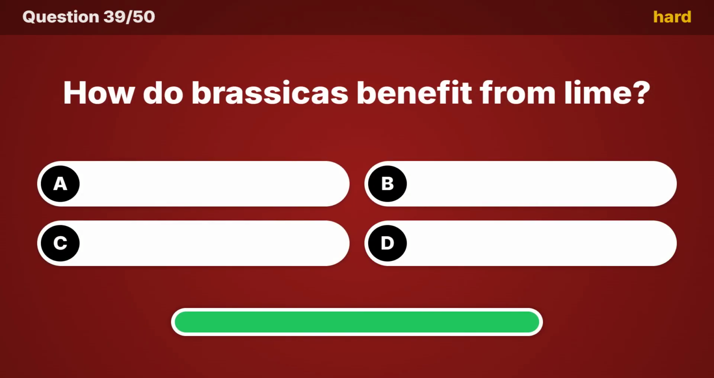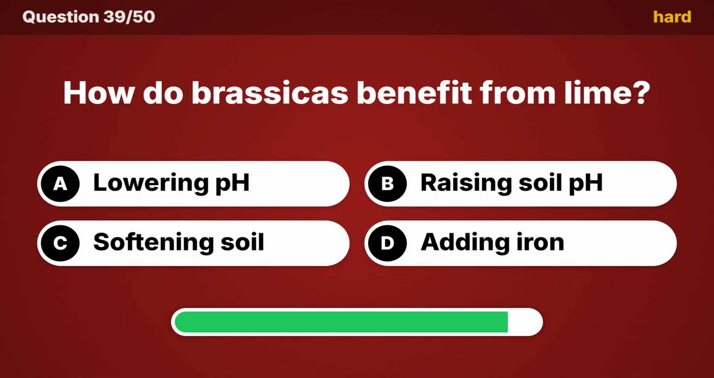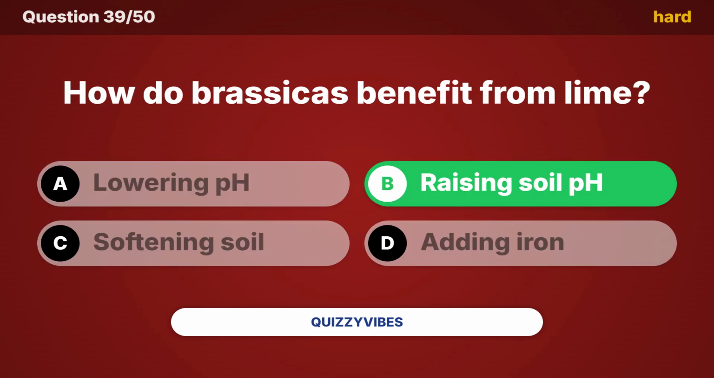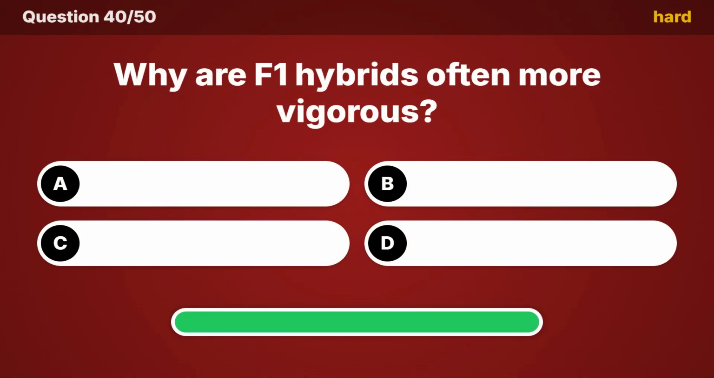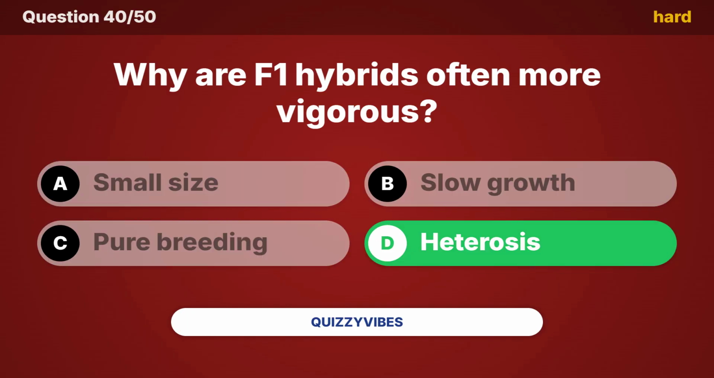How do brassicas benefit from lime? Did you guess it? The answer is raising soil pH. Why are F1 hybrids often more vigorous? Here is the answer, heterosis.